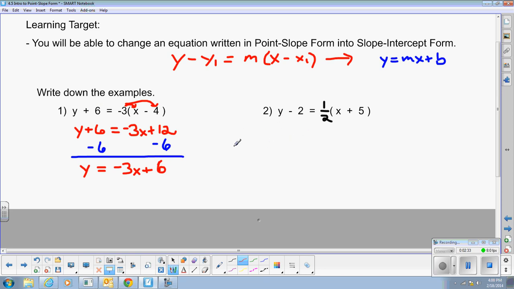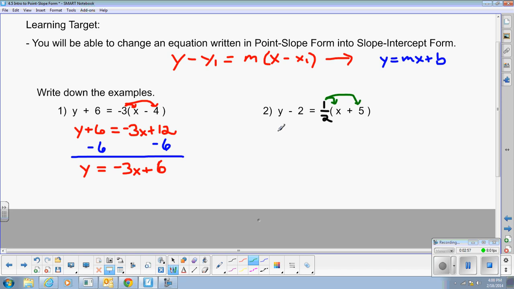Example 2. I want you to write that down. Pause the video while you're writing it down. Okay, now we'll take a look at how to solve this one. This one has a fraction in it. Over here, I distributed negative 3 to start with. A fraction is a number. I'm going to distribute that to the x, and I'm going to distribute that to 5.